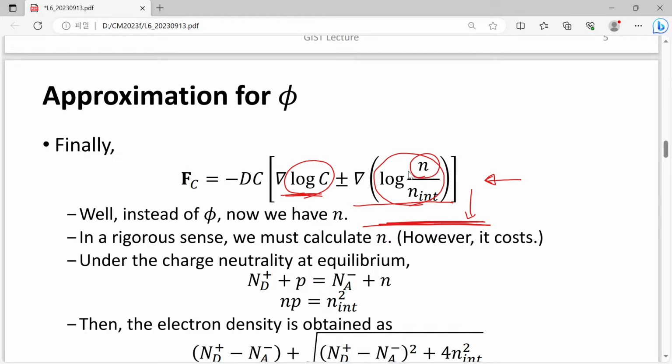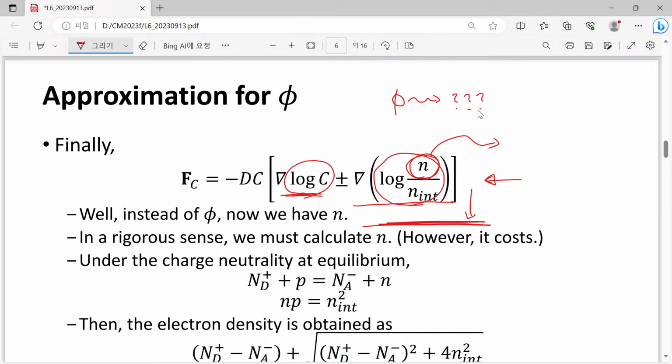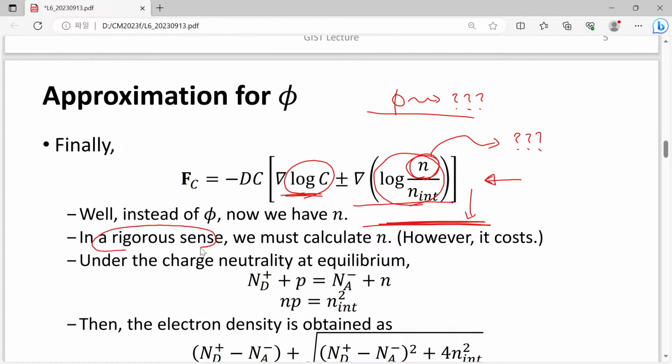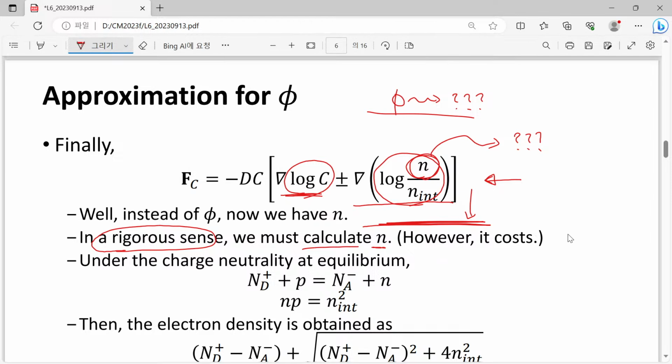Still, my question is, what is n? Who decides the n? Previously, I asked you the question, who decides phi? At the time, no answer. And now, still, who decides n? Still, we have no idea. So, once again, in a rigorous sense, we must calculate n. It means that in order to calculate n rigorously, we have to introduce another equation for electron.